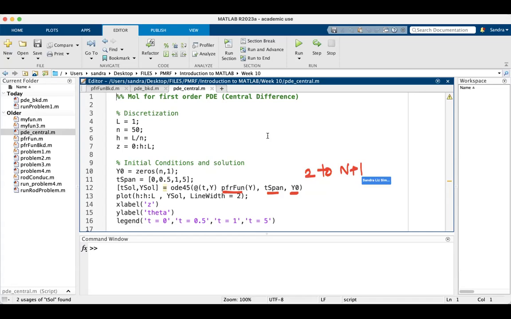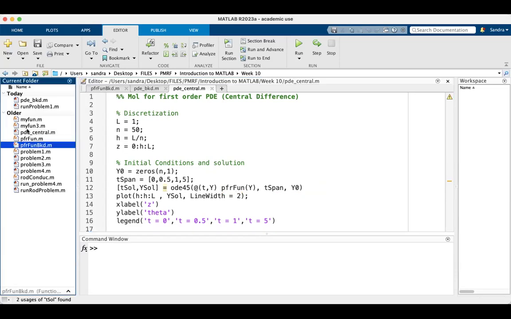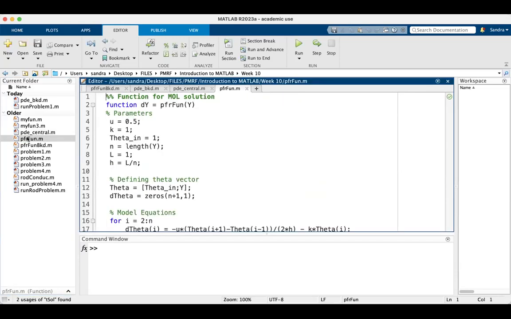Now I'll show you the ODE equation. So that is this PFR function. Okay, so this is a function. We have the constants given to us in the question. u is equal to 0.5. k is equal to 1. The theta in, that is at the starting position, is equal to 1. Why do I need it? Because at the second point, when i is equal to 2, when I'm using central differencing, I will require the value at i equal to 1 also. So that is why I'm giving it here. Theta in is equal to 1.